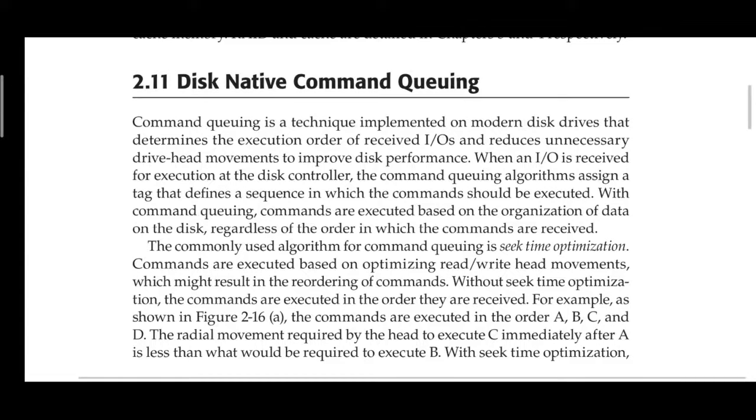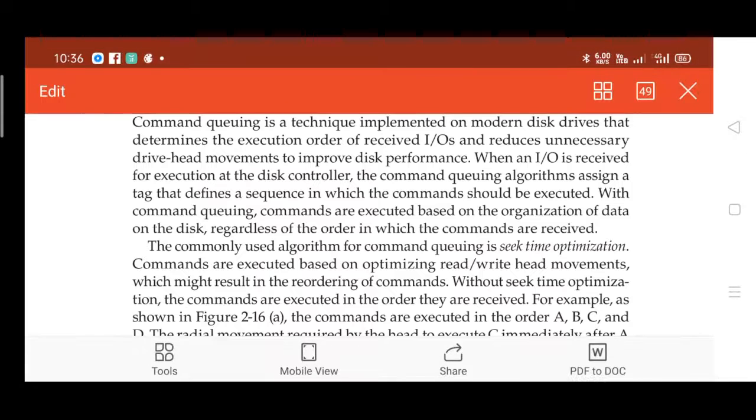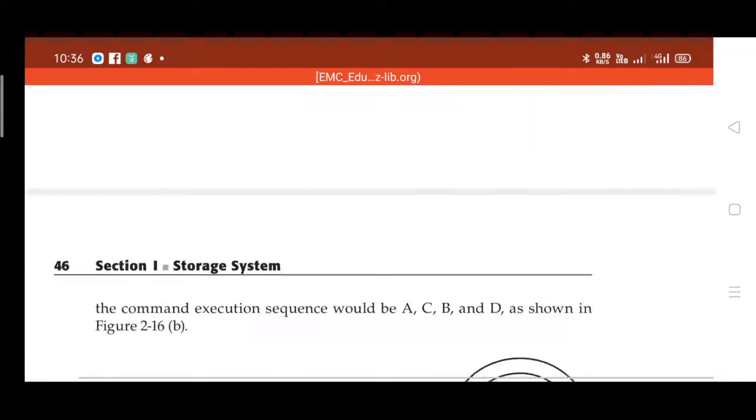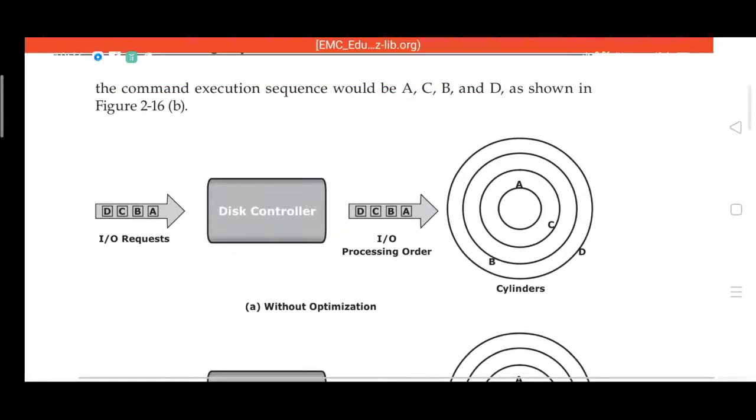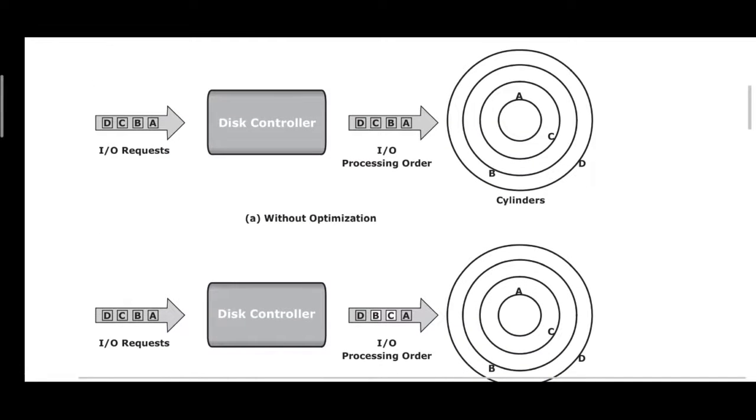So in this session, we'll see about the disk native command queuing. Command queuing, in the sense, there are two diagrams here, without optimization and with optimization. The meaning of optimization: reducing the seek time. If you reduce the seek time, overall performance will be improved, because if seek time is reduced, then computation time will be increased.